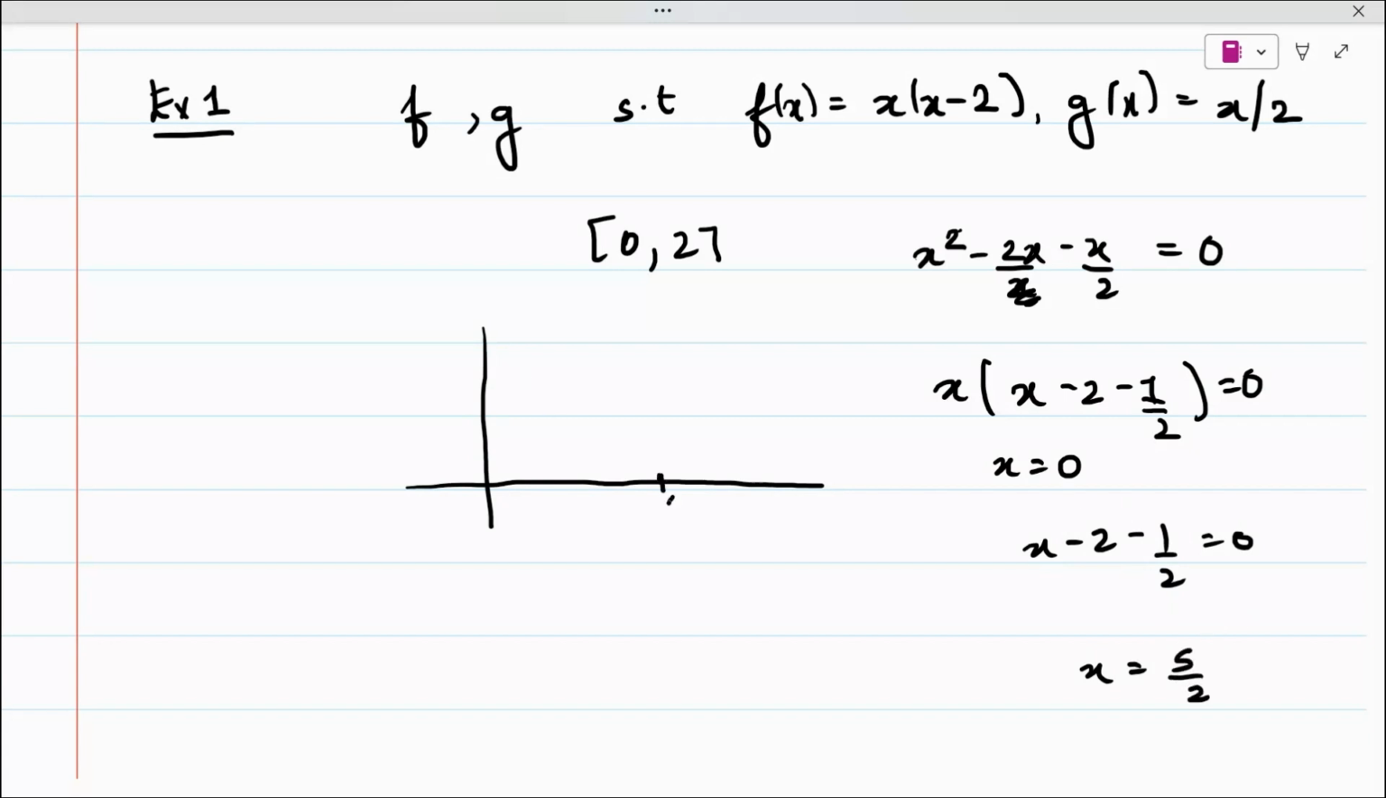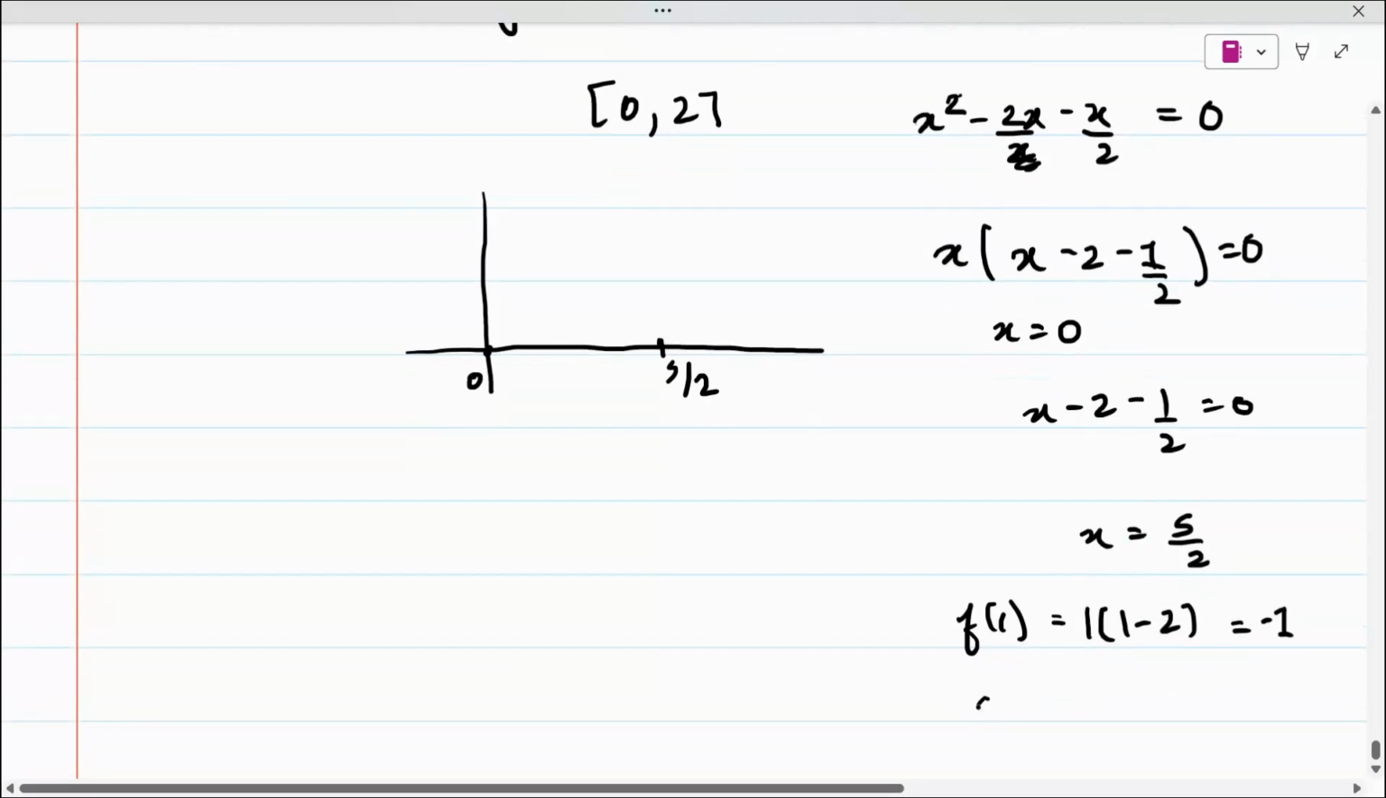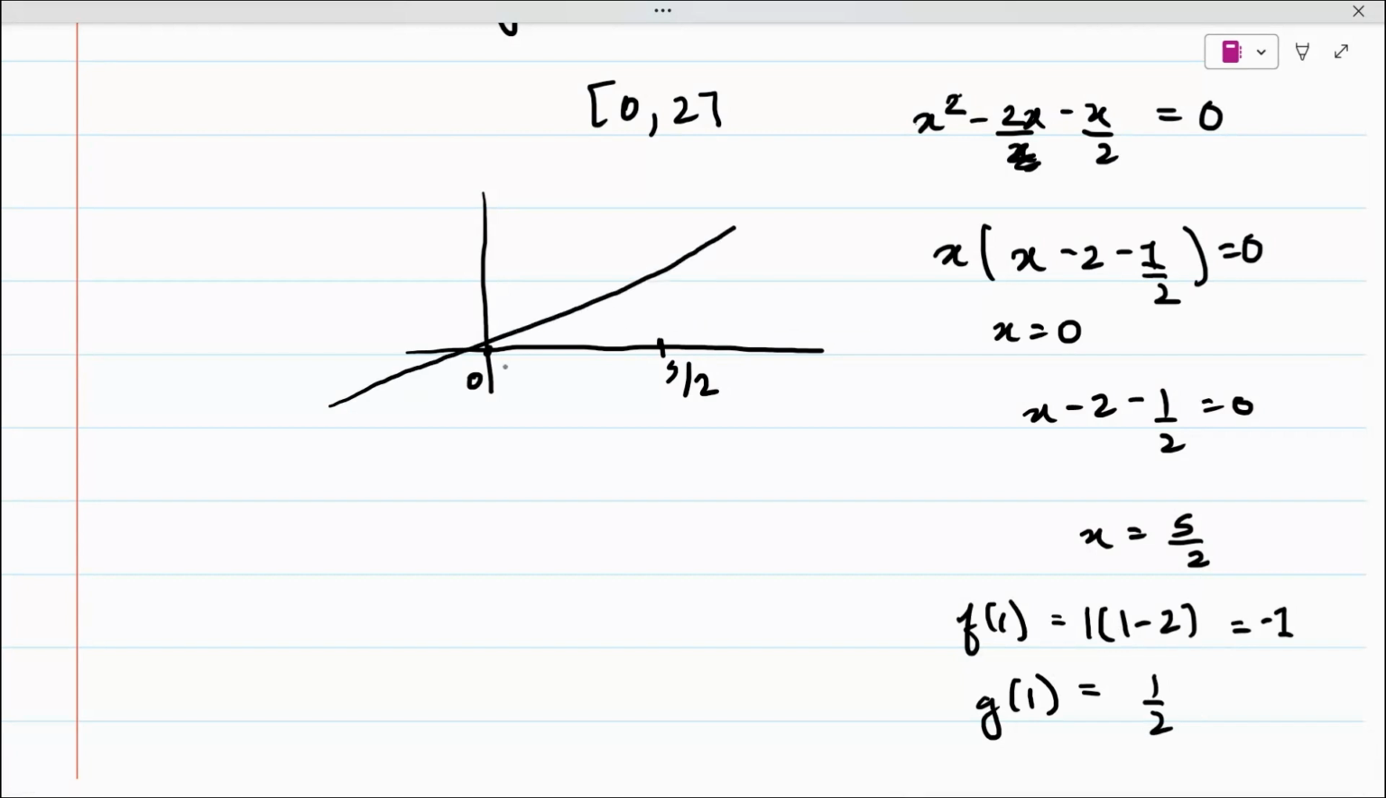So we just say x equal to 1 as part of 1. We just find out that f of 1 minus 2 is equal to minus 1. So clearly this is a negative function. g of 1 is 1 by 2. So obviously g of x is greater. So the function like that, the constant function.